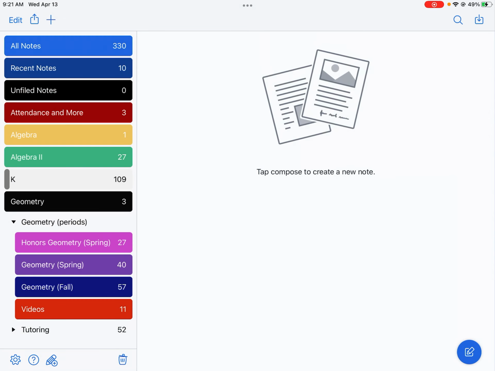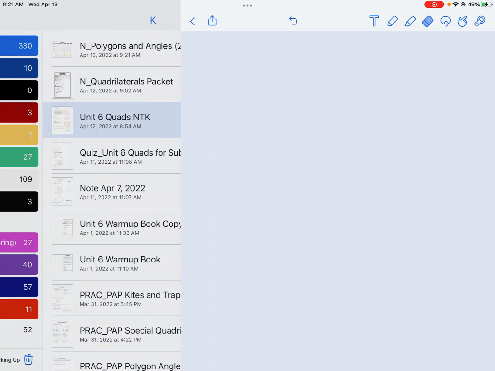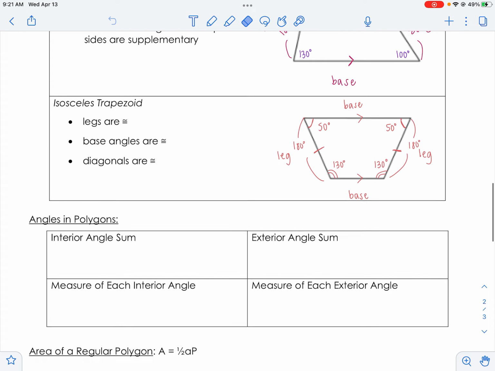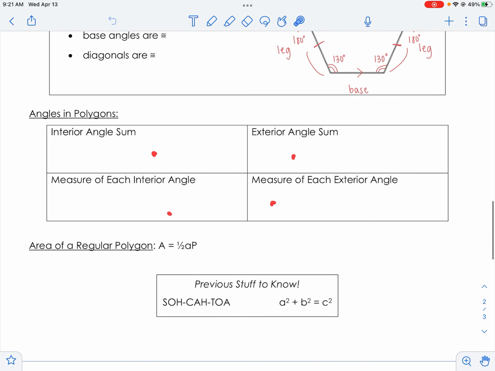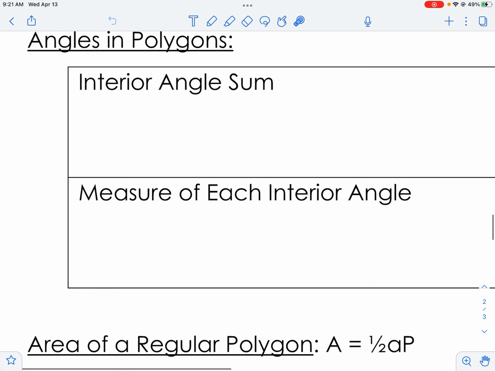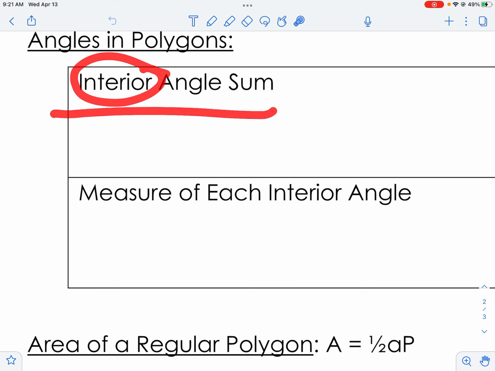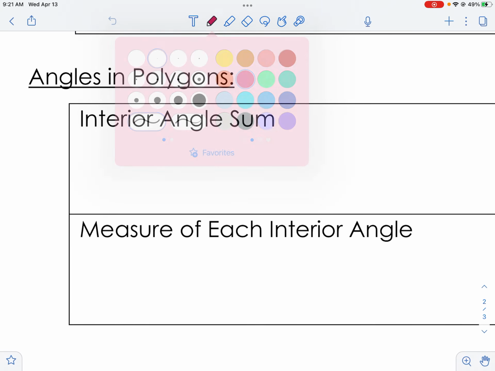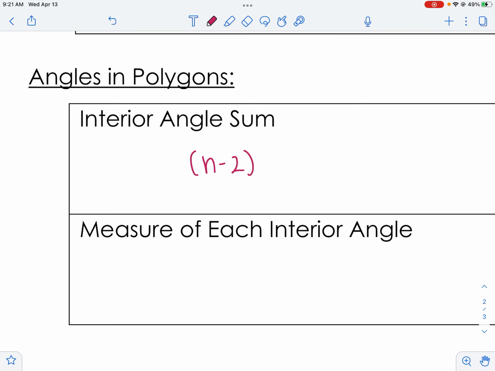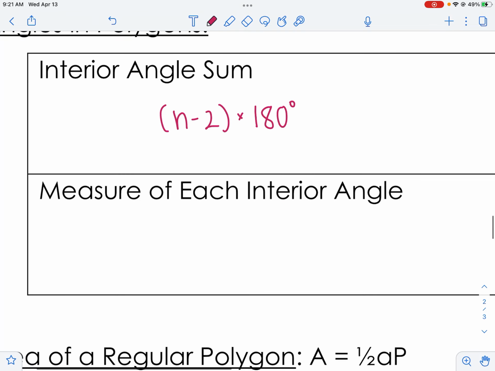Now, before we move on, let's go add these formulas to our formula chart. So if you find that colored piece of paper, down here, how to find the angles in a polygon, there's some spots for you to just copy over those formulas. So let's think back. How did we find the interior angle sum? Well, I had to subtract 2 from the number of sides, and then I multiplied it by a number, so n minus 2, and then what was the number that we multiplied by? That was 180, so n minus 2 times 180.